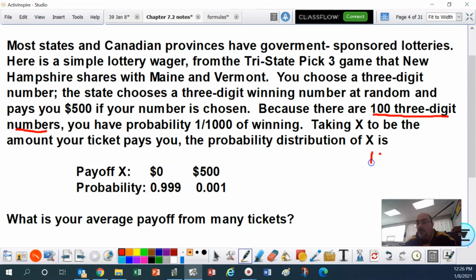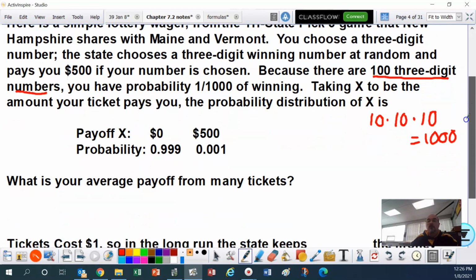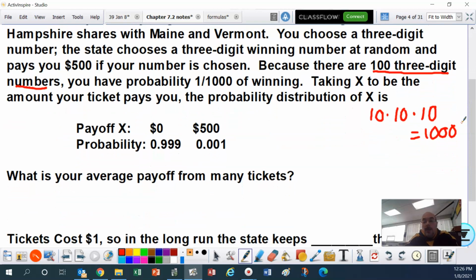Okay, where did they get the 1,000 from? 10 digits times 10 digits times 10 digits, that's 1,000. There's 1,000 different numbers, and they have to choose your number, which there's only one possibility. So you have a 1 out of 1,000 chance of winning. Okay, so this is what it looks like. $0, the chance of that is 0.999, right? 1 out of 1,000 is 0.001. So that means 999 out of 1,000 is your chance of losing, which is 0.999.